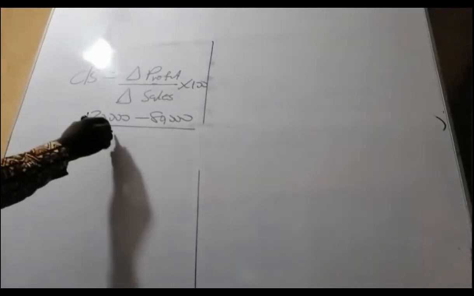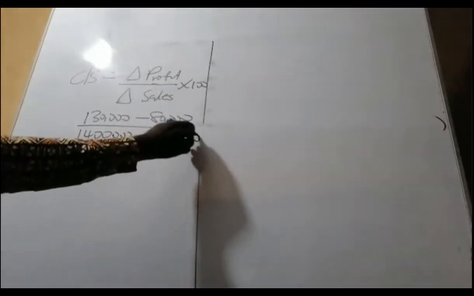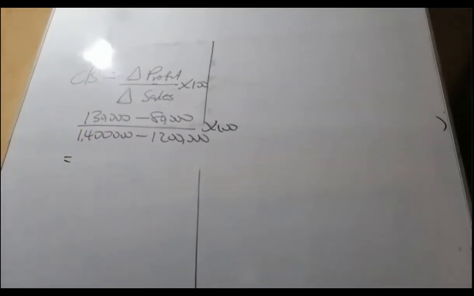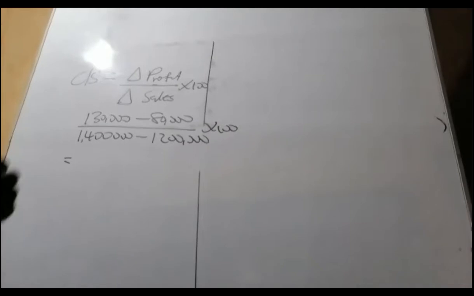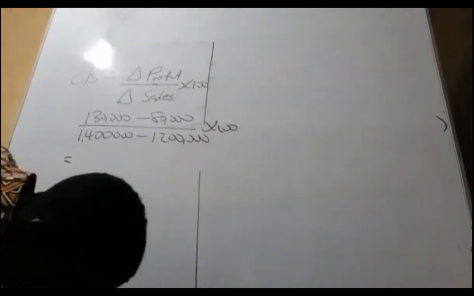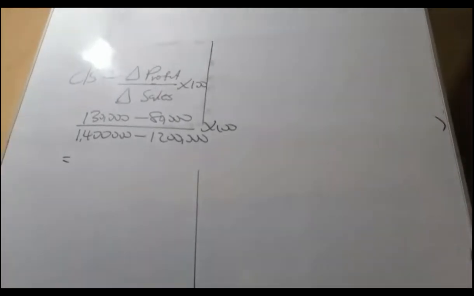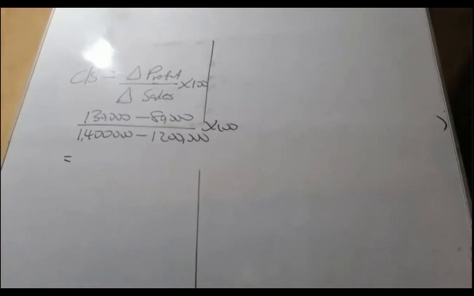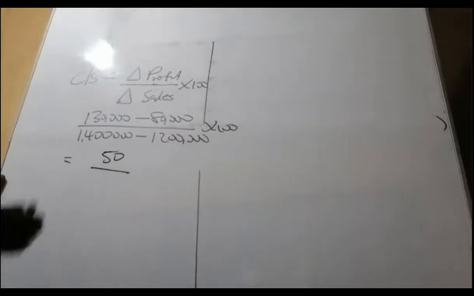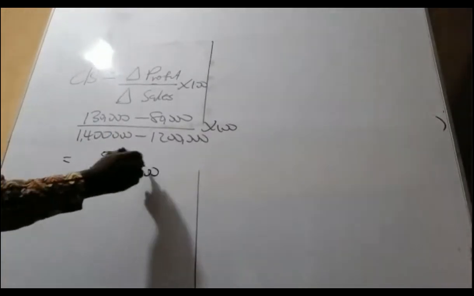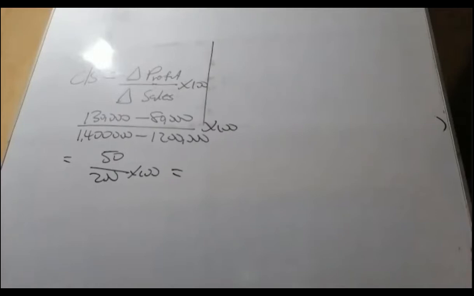Yes. There'll be 130,000 minus 80,000 all divided by sales, which was 1.4 million minus 1.2 million, times what? 100. So what's the CS ratio? So the CS ratio will be 130 minus 80. That will give us 50. So 50 divided by 200 times 100. And that will give us 25%, right?